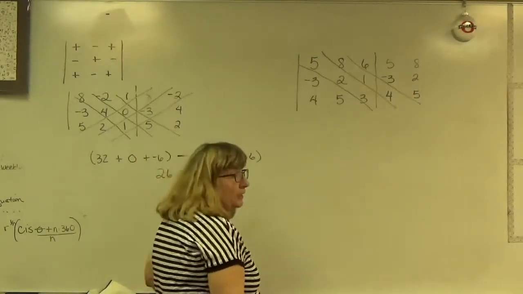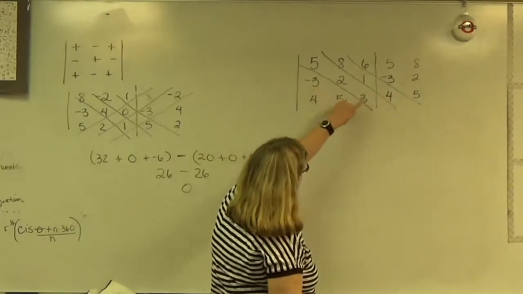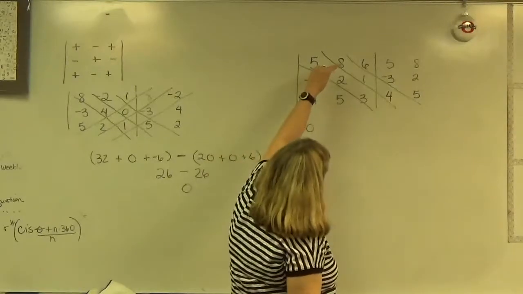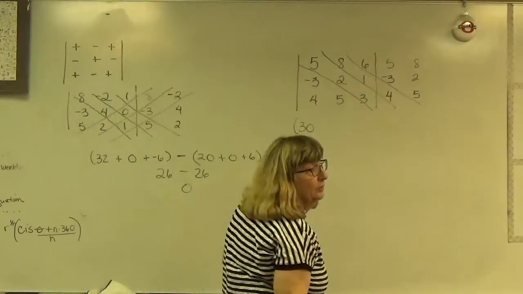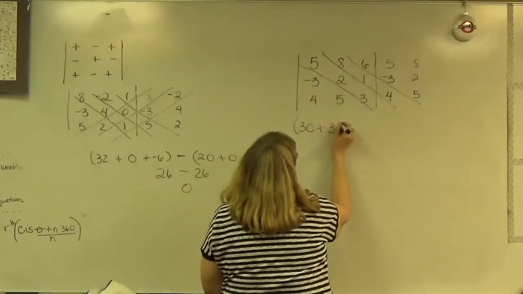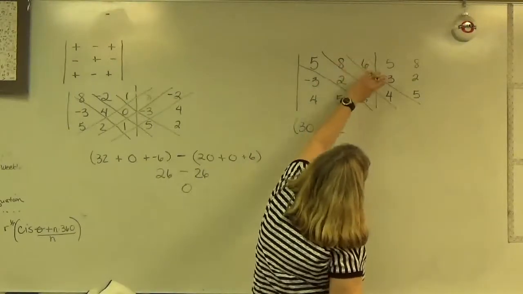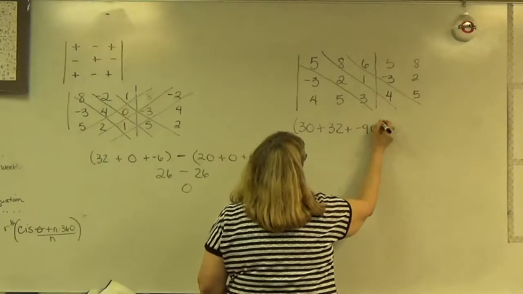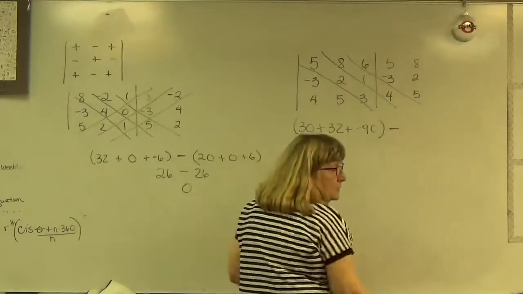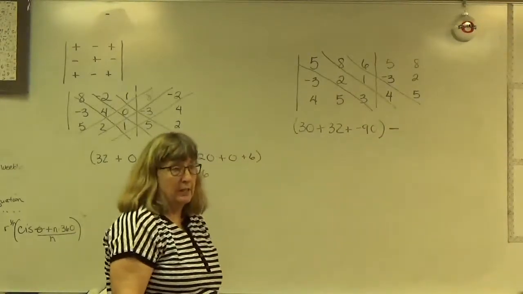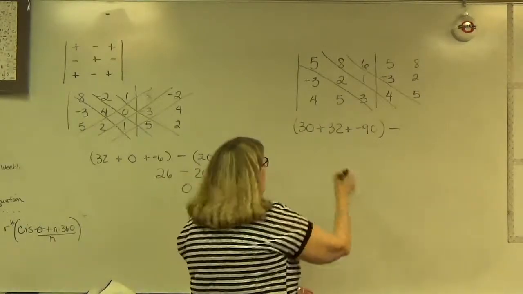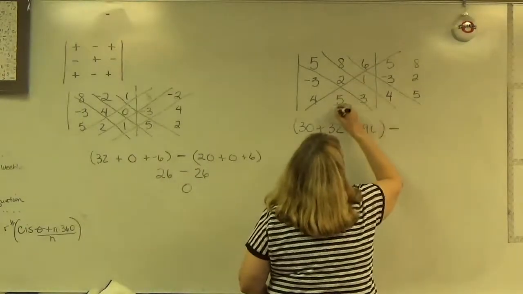So in the first diagonal down, what's 5 times 2 times 3? 30. Next diagonal down, 8 times 1 times 4. 32. Last one, 6 times negative 3 times 5. -90. Then we know we're going to be subtracting because it's like the 2 by 2, diagonal down, subtract the diagonal up. Now we're ready for the diagonals up.